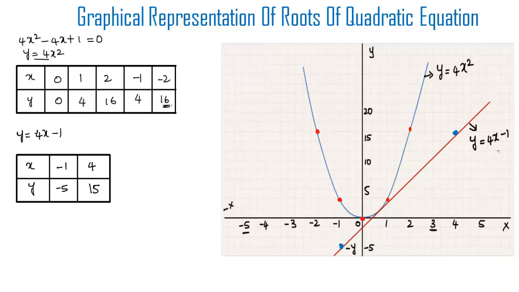So here note that the line y is equal to 4x minus 1 and the parabola y is equal to 4x square intersect exactly at one point whose x-coordinate is 1/2, and therefore we get only one root. So the solution set for the given parabola is 1/2. So this is how we find the roots of a quadratic equation by using the graphs.